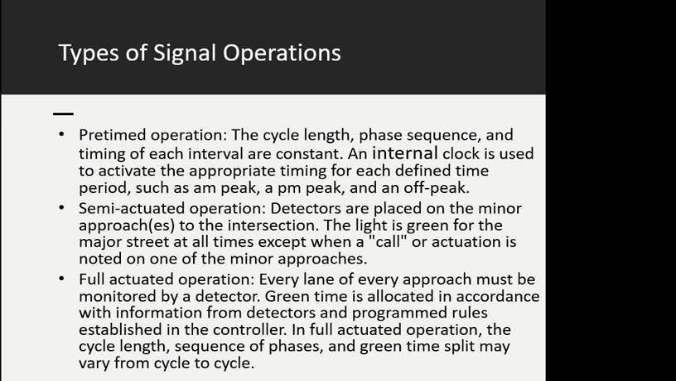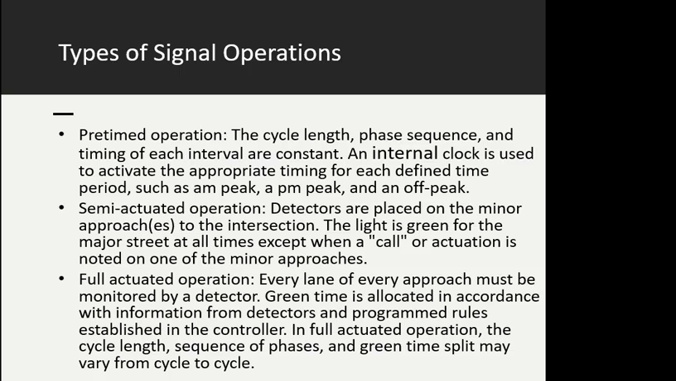Then we have how signals are operated. Signals can be operated in pre-timed manner, semi-actuated manner or fully actuated manner. Pre-timed means the signal is not attached to any sensor. The signal timings are fixed by programming before the signal is installed. As the programmer of the signal, you have to know which signal timing should be programmed, because the signal will not consider any change in traffic conditions by itself.